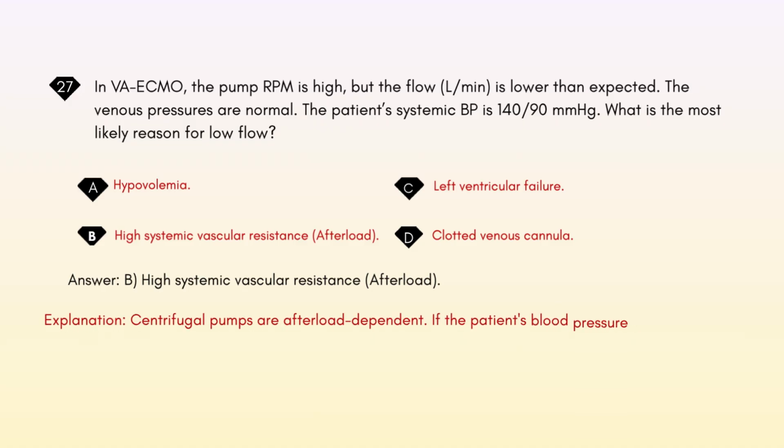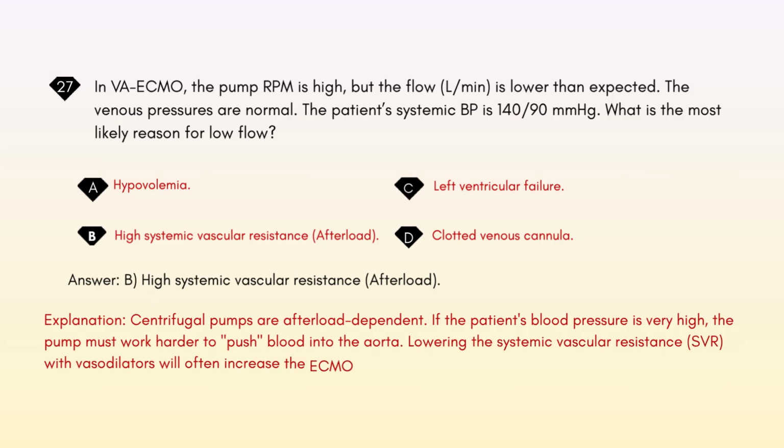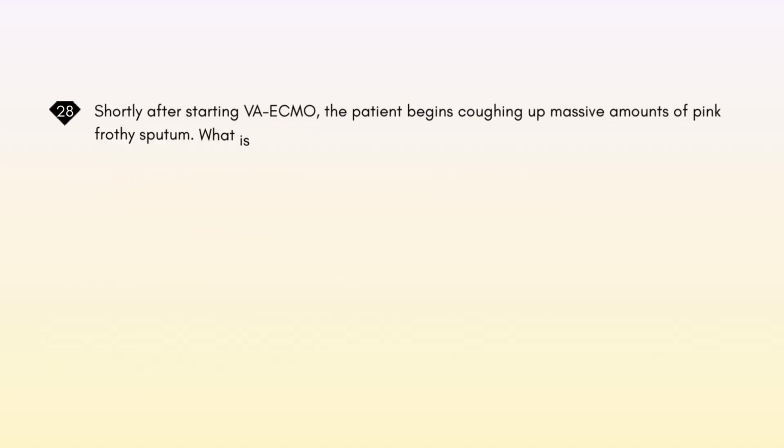Explanation: centrifugal pumps are afterload dependent. If the patient's blood pressure is very high, the pump must work harder to push blood into the aorta. Lowering the systemic vascular resistance, SVR, with vasodilators will often increase the ECMO flow. Shortly after starting VA-ECMO, the patient begins coughing up massive amounts of pink frothy sputum. What is the likely cause?